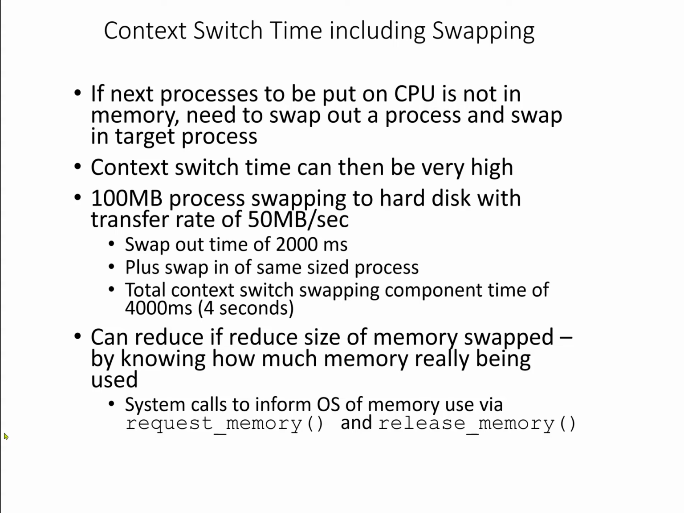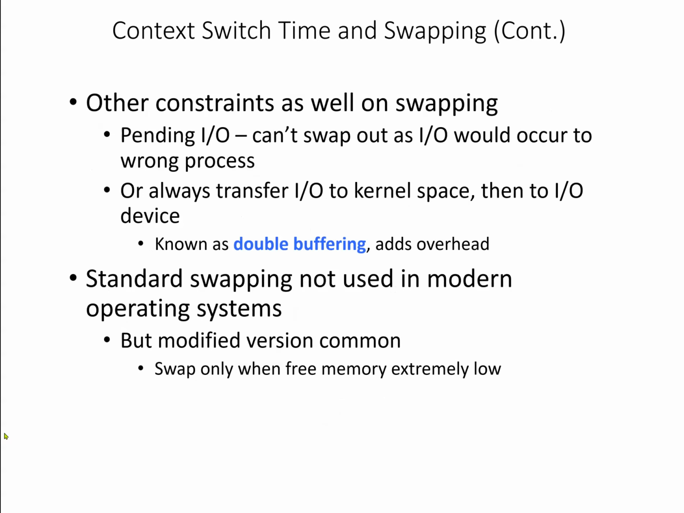We can reduce this if we know how much memory is actually being used. You can use request memory and release memory for this in Linux. There are other constraints as well. You can't swap as long as pending I/O is occurring because it would return to the wrong process. Or you have to transfer the I/O to kernel space and then back to the new device. This is called double buffering, and it adds overhead.